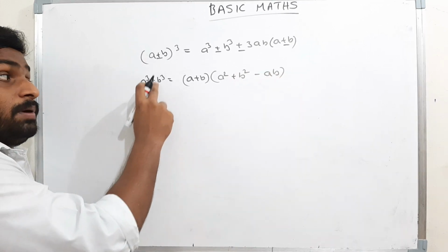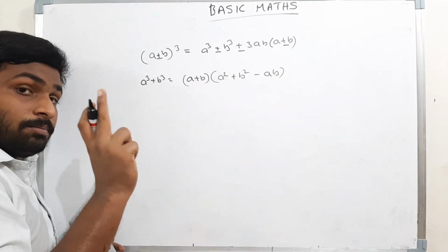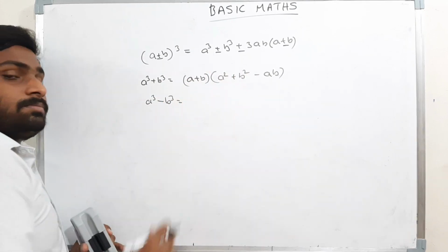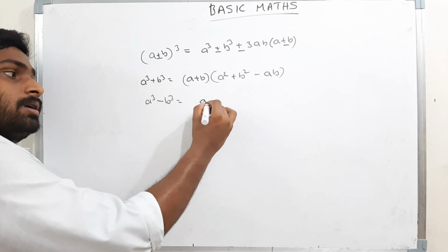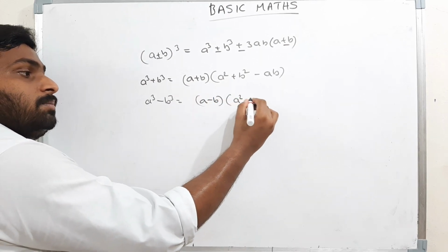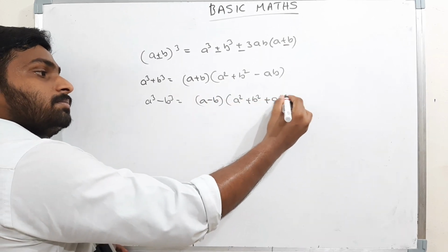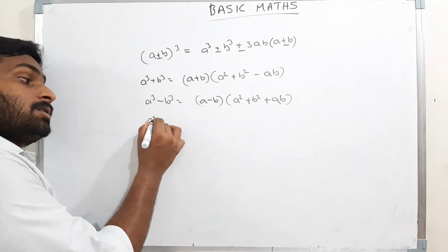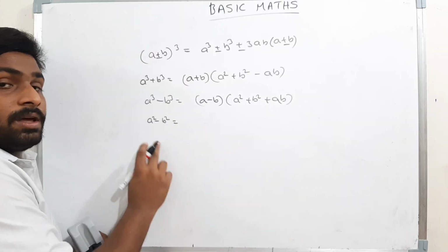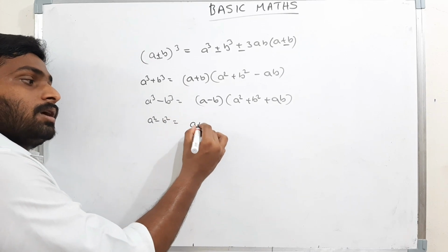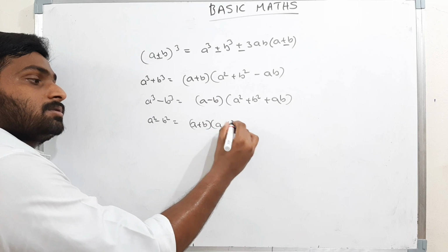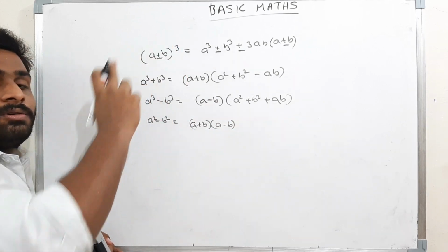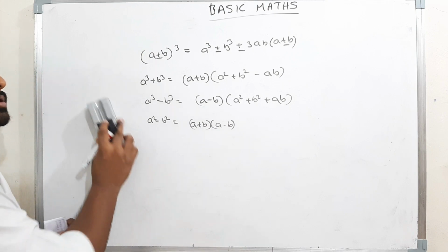If it is a cube plus b cube, then only in one place there will be a minus. Now the next one, a cube minus b cube. What is a cube minus b cube? A minus b into a square plus b square plus ab. Please remember this. Now lastly, a square minus b square. What is the formula for a square minus b square? A plus b into a minus b. Please remember these formulas. You will frequently use these formulas when you are solving problems. Okay, now we'll see the quadratic equations.